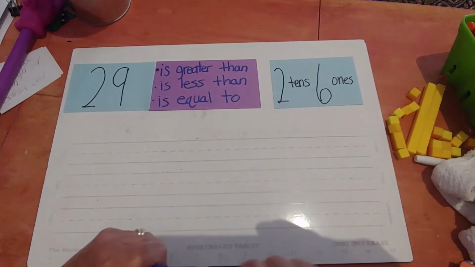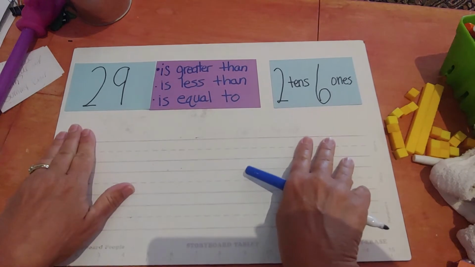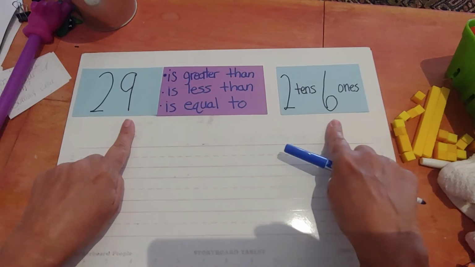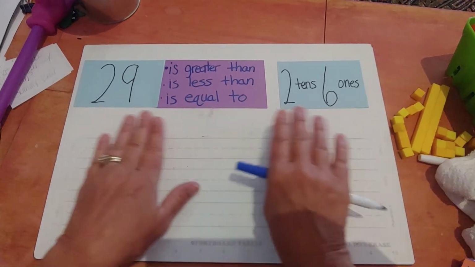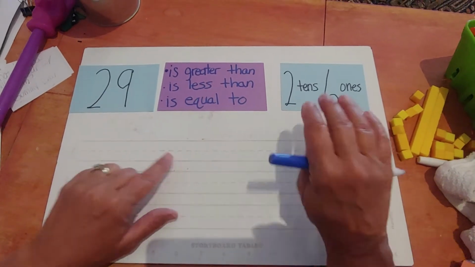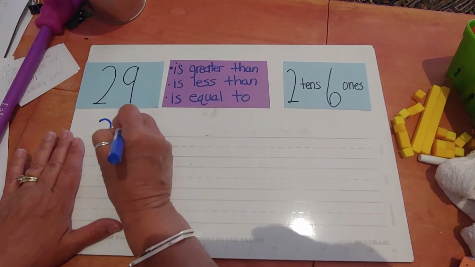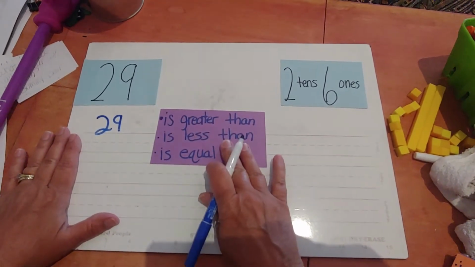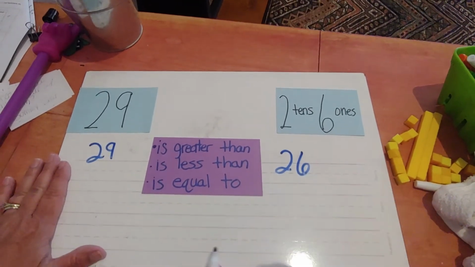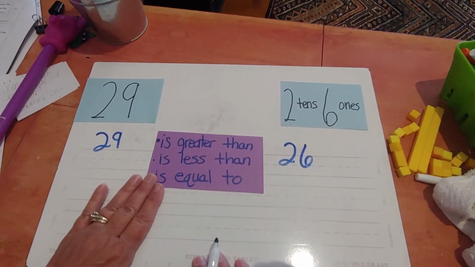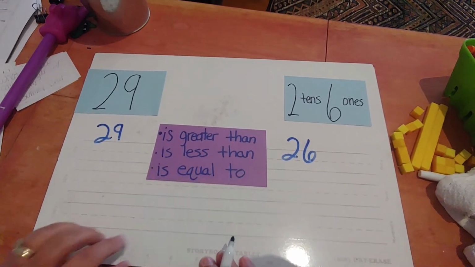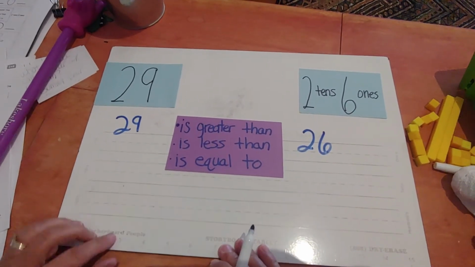The best thing to do is to get them both saying the same thing. Either 2 10s and 6 1s or the number 26. It's better to make both sides reading the same thing. So we're going to just write the number over here. So we are going to bring the 29 down. We're going to bring the card down, and we know that 2 10s and 6 1s is 26. So now which is it? 29 is greater than 26. 29 is less than 26. Or 29 is equal to 26.